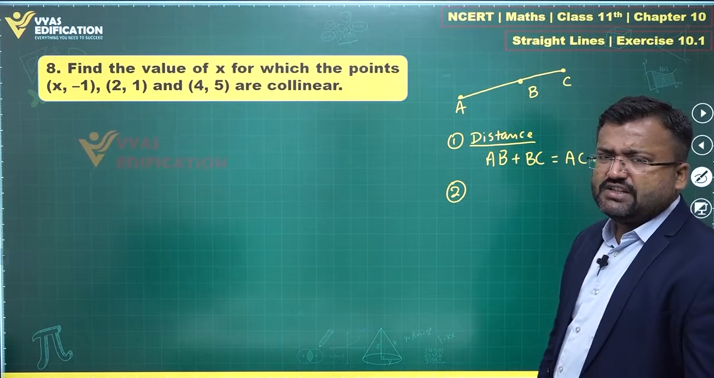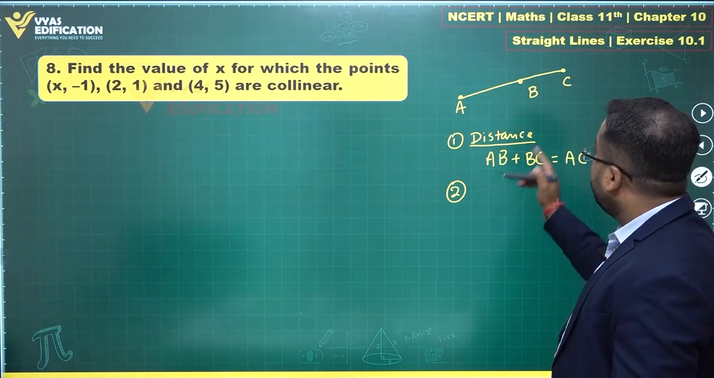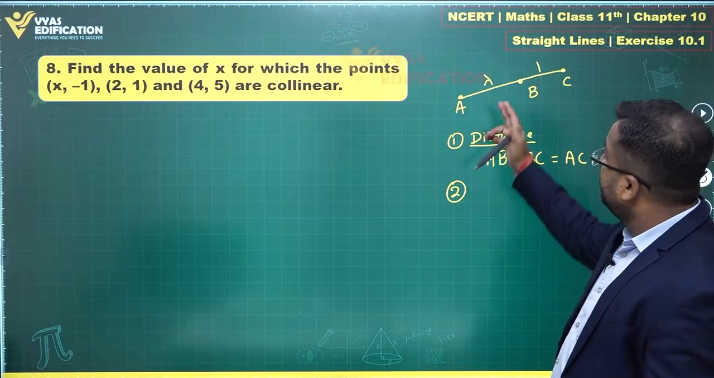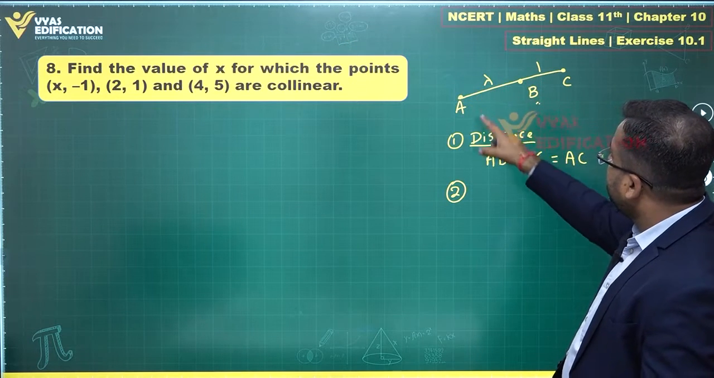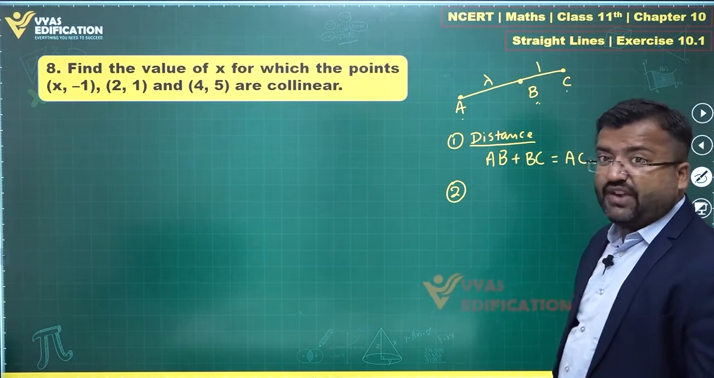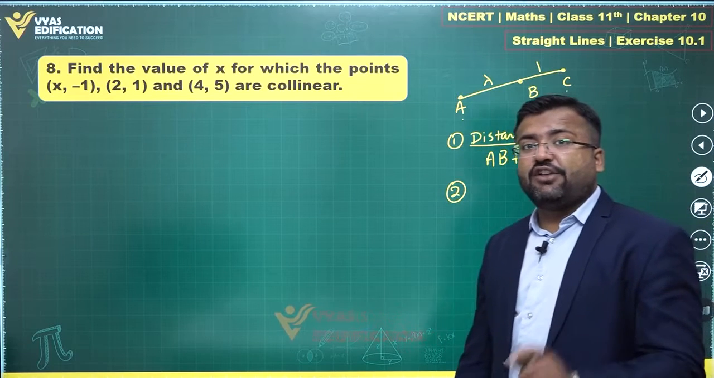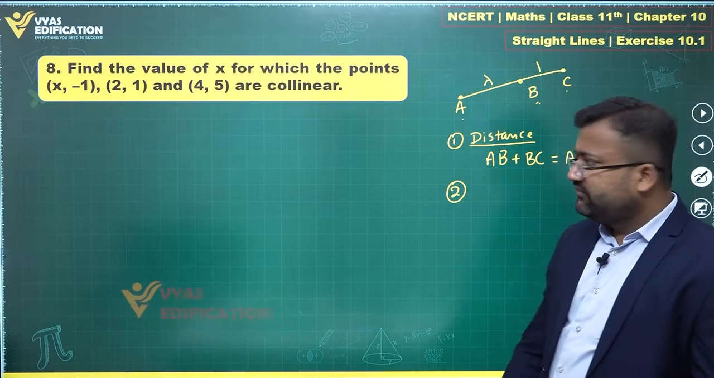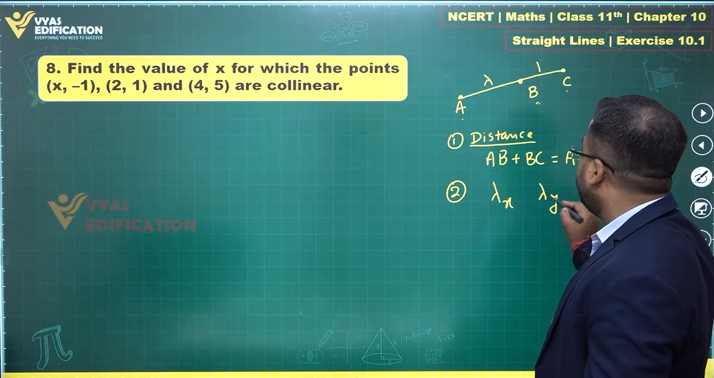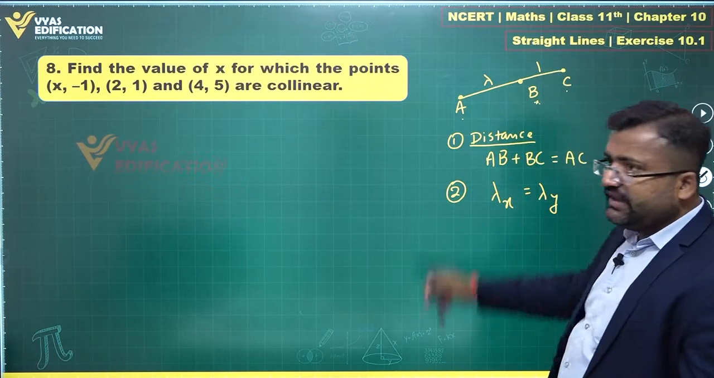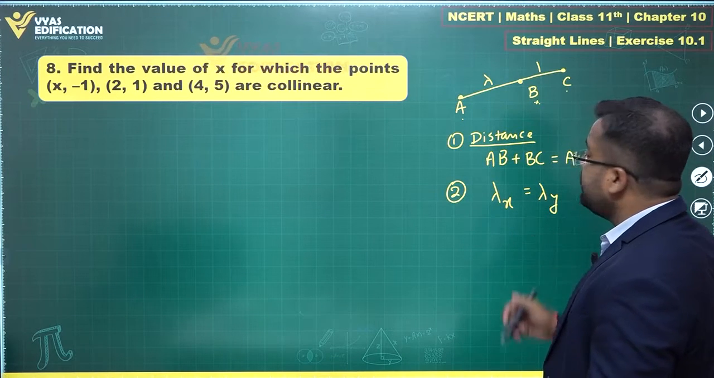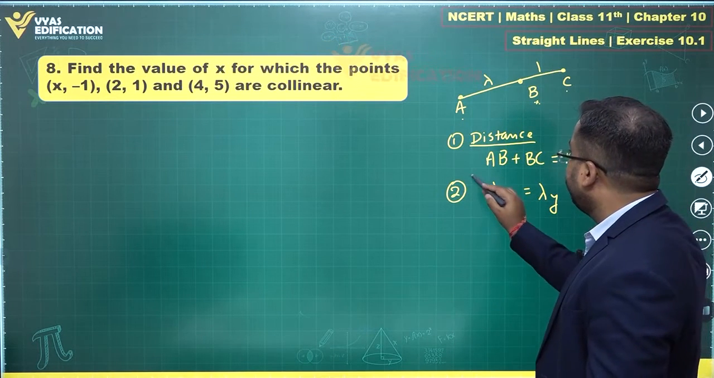You may use the section formula as well. What does the section formula say? If you can find some lambda for which the x coordinate of B can be found with the help of this lambda to 1 ratio of AC, and similarly the value of lambda for the y coordinate, and lambda for x and lambda for y are equal, then this particular point will lie on that particular line segment. Therefore you can say that the points are collinear. This is using the section formula.